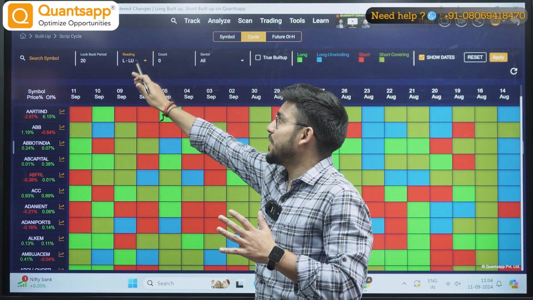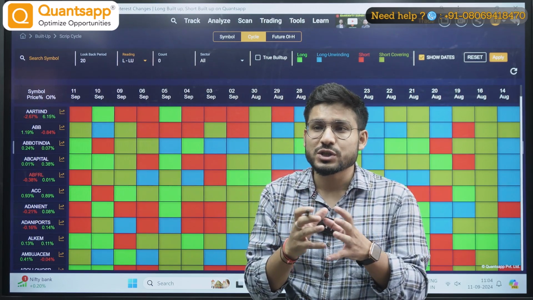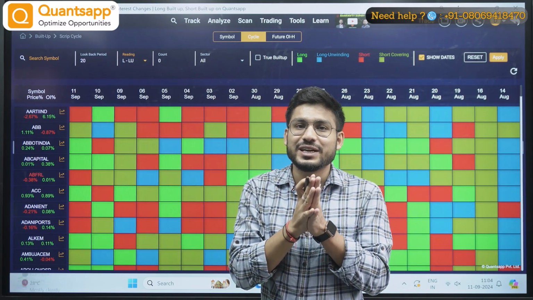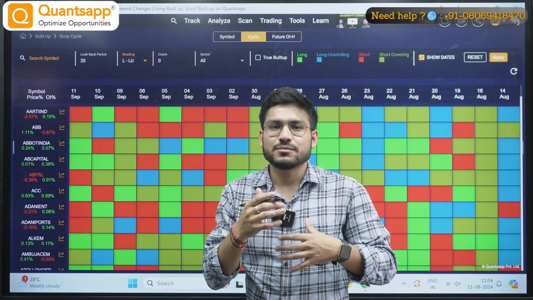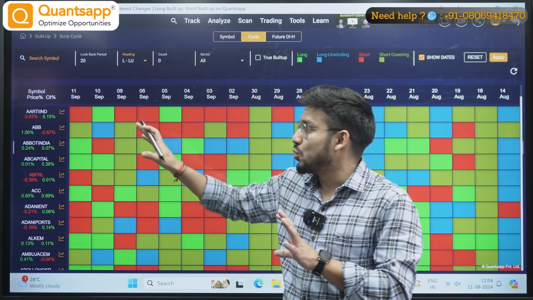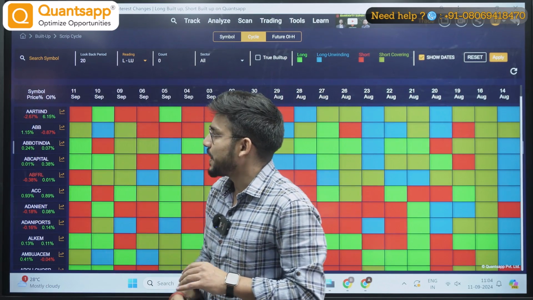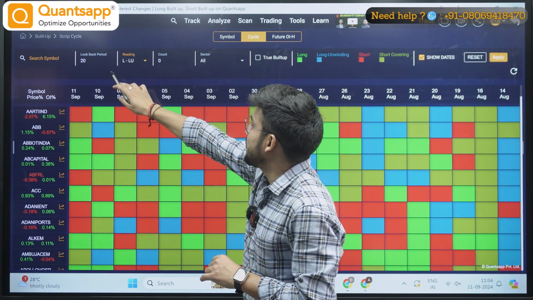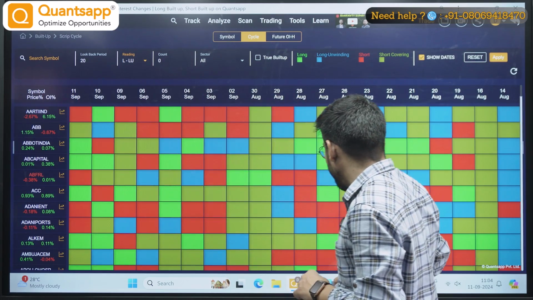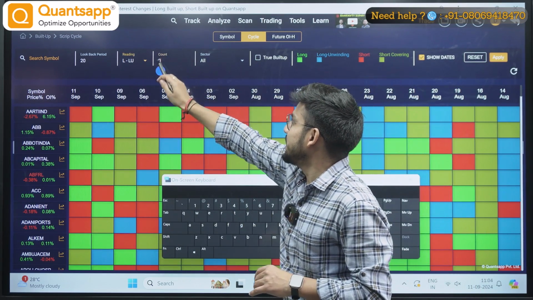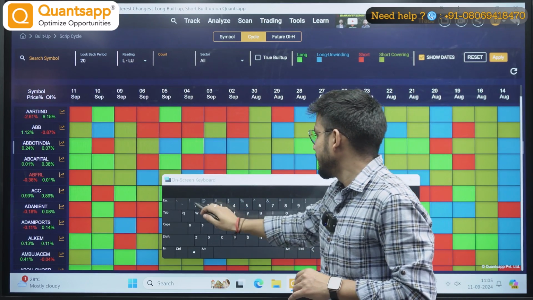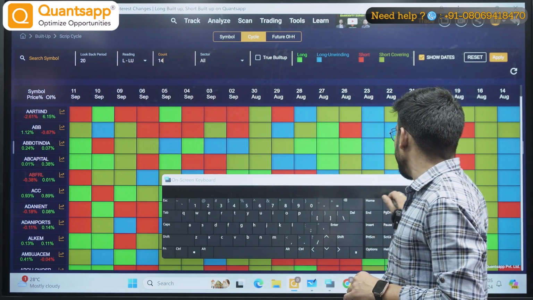So basically I am choosing those stocks which have a capability of more than 70%, which are showing me the last data, which have momentum in them. Those are the stocks which are here. I have chosen a look back period of 20. In the count I'll select 14, because I want my market to be 70% in momentum.